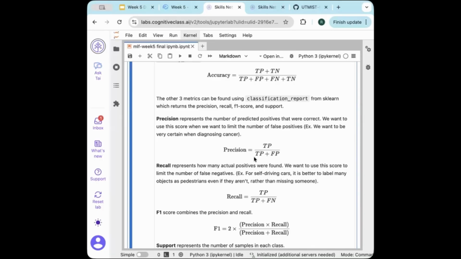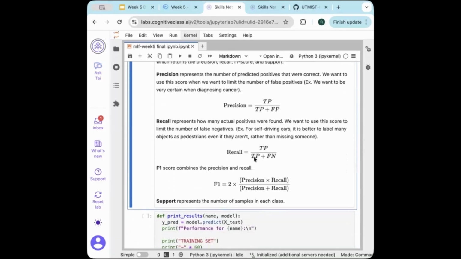And we want to be very certain when, for example, diagnosing cancer. This is one use case where using precision makes more sense. Recall, on the other hand, represents how many actual positives were found, out of all the positives that we know exist. When we say false negative, you predicted negative for something, but in truth it's actually positive. So you take all the truths that you know exist, and then take the true positives out of them. We want to use the score to limit the number of false negatives.